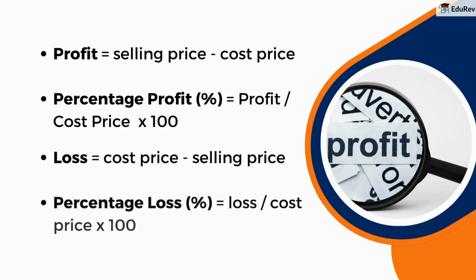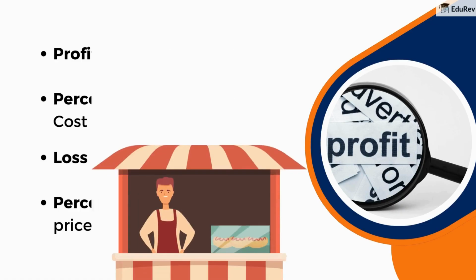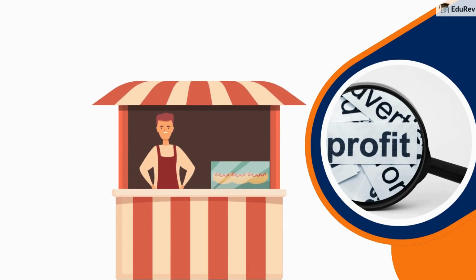Loss is equal to cost price minus selling price. Percentage loss is equal to loss by cost price multiplied by 100. Let's see all this by an example.